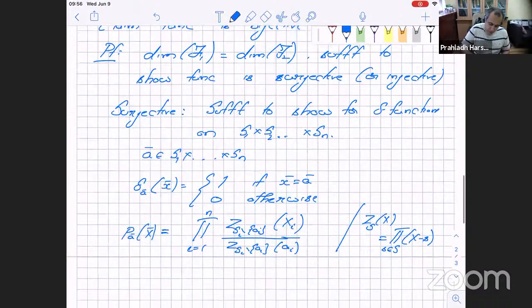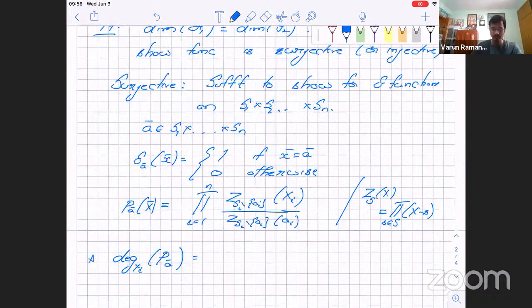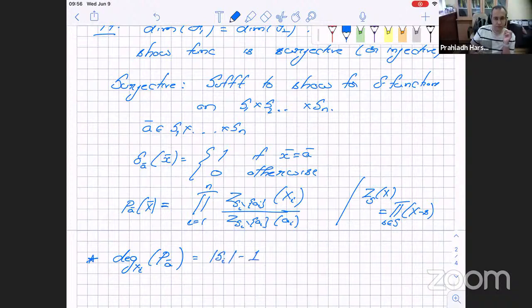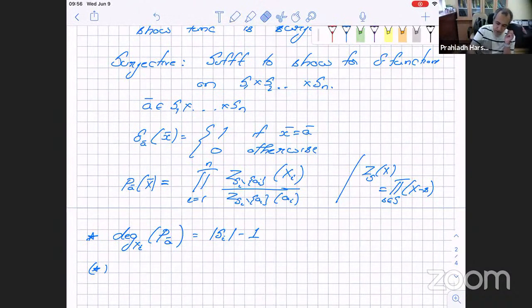But first, I want to make a claim on the degree of x_i in P A bar. What's the degree of this? It's less than S_i. It's exactly S_i minus 1. And let's look at what P A bar is at any point B bar. First, let's look at what is P A bar of A bar.